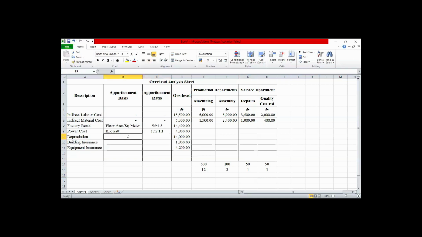Yes, sir. Then the depreciation. What's the basis of apportionment for depreciation as that question is concerned? Net book value or cost or carrying amount. Which one do they give as that question is concerned? They gave us the cost of plants and equipment. Look at it there. Is that what we are going to use, sir?